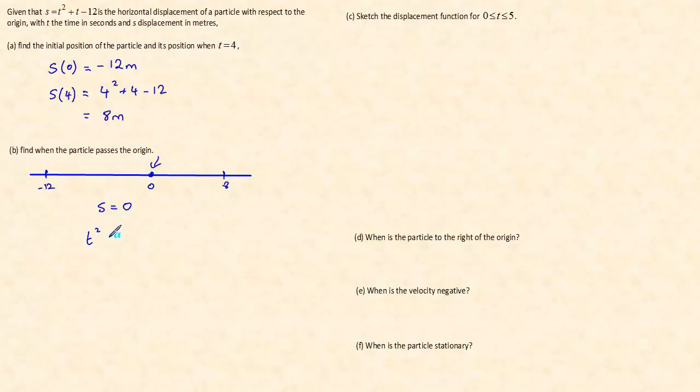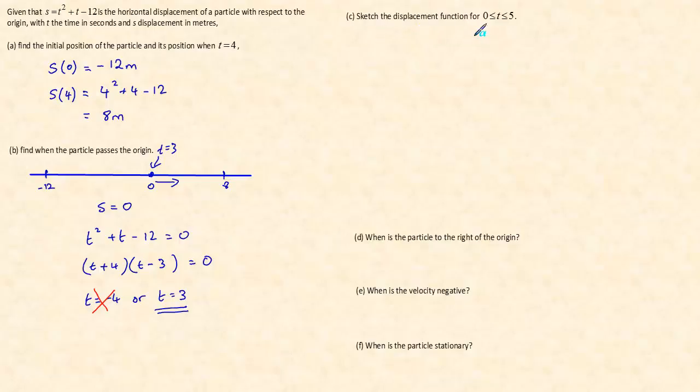So that's t squared plus t minus 12 equals 0. We just need to solve the quadratic. So that's going to give us t add 4 and t take away 3 is equal to 0. So t is negative 4 or t is 3. Now we can't have that. The stopwatch starts at 0, so it passes the origin when t is equal to 3.